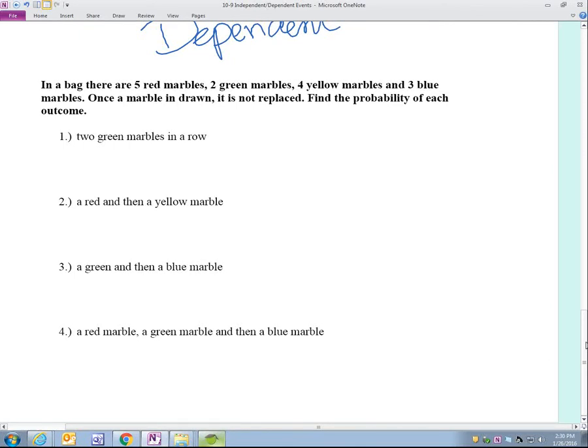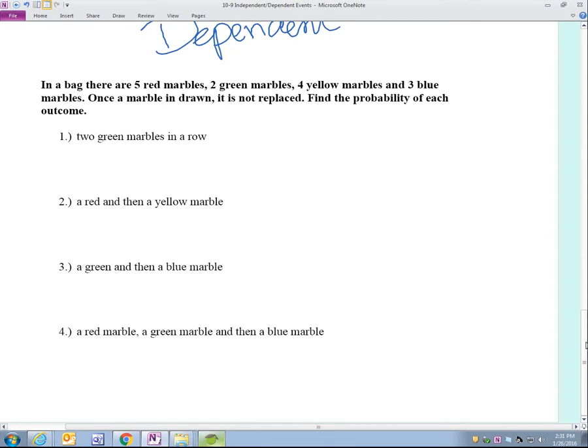In a bag. Now, as we're doing this, keep in mind that with each number, the bag resets. The bag resets with these. And your homework, which is half of it, is very similar to this, we'll set that straight. In a bag, there are 5 red marbles, 2 green marbles, 4 yellow marbles, and 3 blue marbles. Once a marble is drawn, it is not replaced. Find the probability of each outcome.